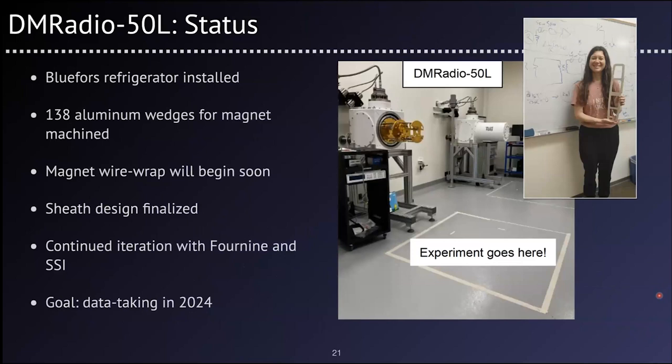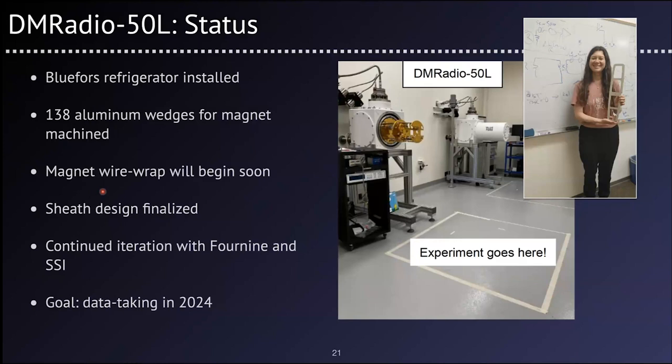Now, as I said, we're at an exciting point in time because we're actually just getting some of the components in. So we had about 138 aluminum wedges for the magnet machined and shipped off just last week. Here's a picture of one of my collaborators, Maria Simonowska, holding one of the wedges. The wire wrap of the magnet will begin soon. The design of the sheath has been more or less finalized, and we are continuing our iteration with the cryostat design company, as well as SSI.